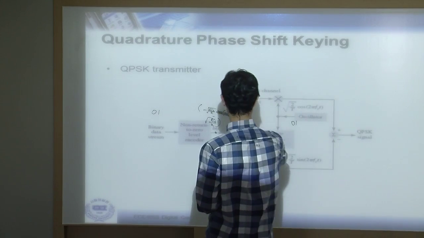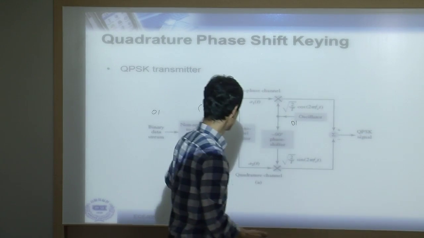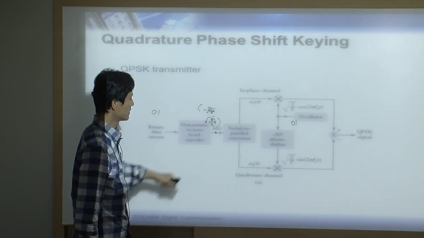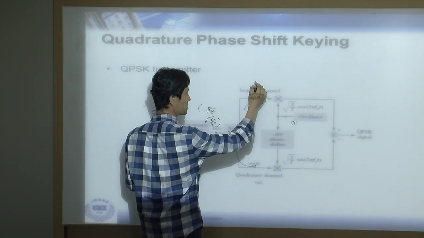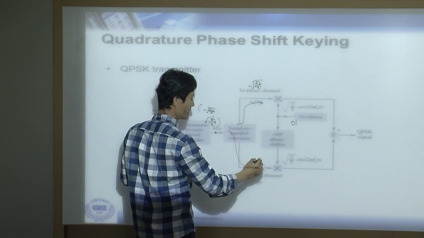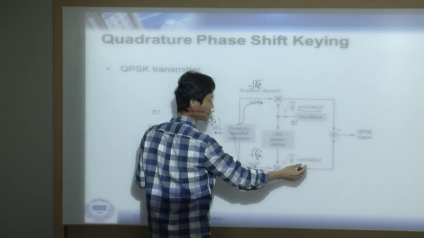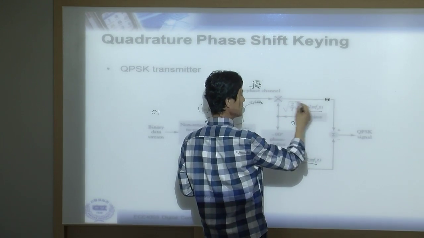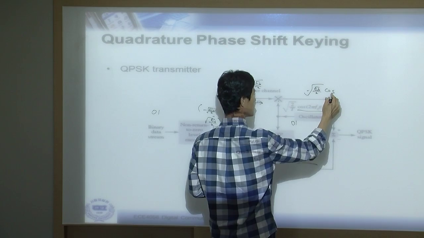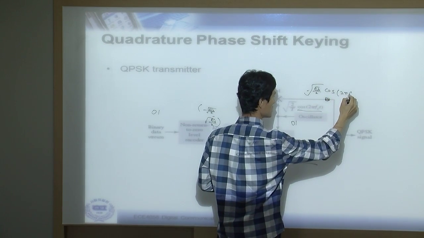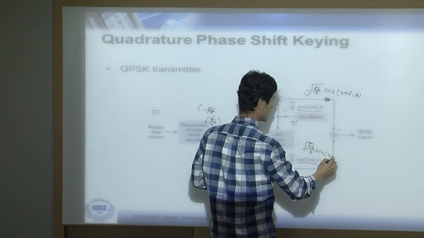Based on the mapping between bits to symbol, we have a cosine component, and also we have a sine component here. Now this cosine component goes up, and the sine component goes down. And then we're going to multiply the cosine, and we're going to multiply the sine here. Then right here, after the multiplication, we get cosine 2 pi fct and sine 2 pi fct.